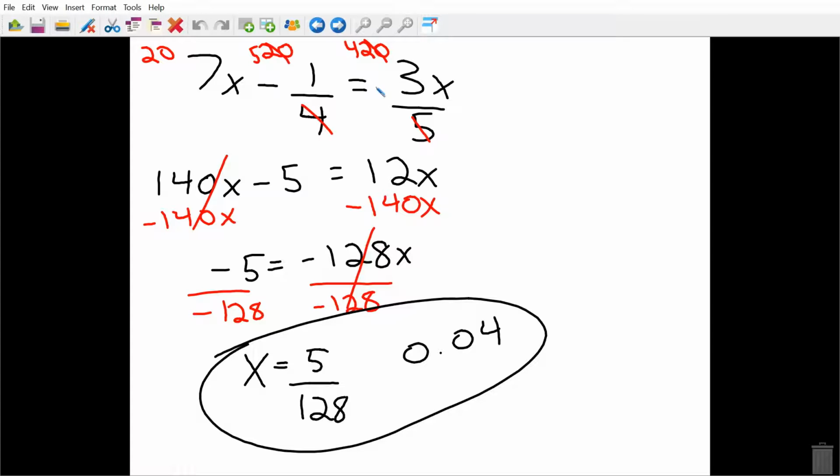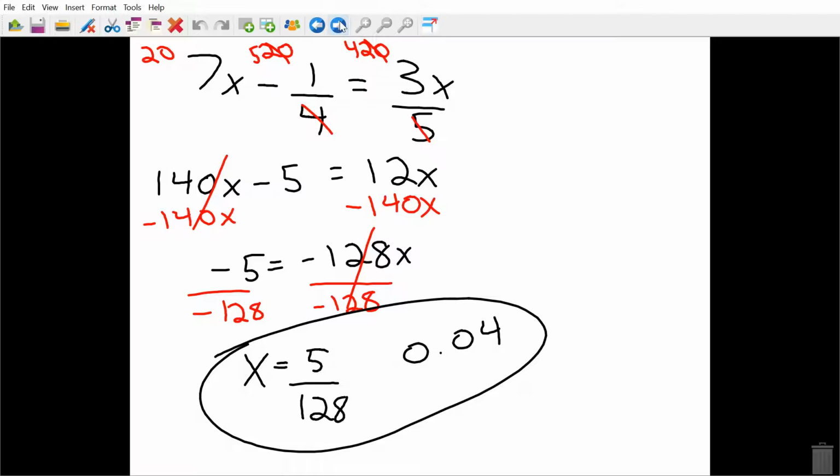Here our first step is to eliminate our fractions. The denominators are 4 and 5. So the multiple of 4 and 5 is 20. So we have to multiply everything by 20. That will eliminate our fractions, leaving us with 140x minus 5 equals 12x. Now, here we're going to gather all our x's on the right side this time. So we subtract 140x from both sides, and then simply divide by 128, leaving us with 5 over 128.